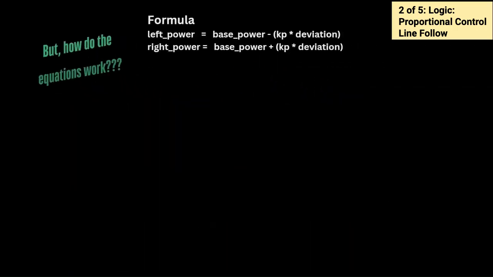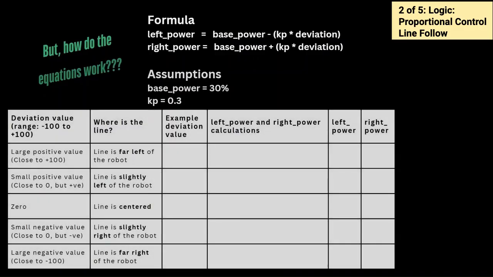Let's keep our formula on top for reference. We will then make a couple of assumptions. We will assume that the base power is at 30% and Kp, which is our proportional gain, is set to 0.3. You can play around with these numbers if you want. Increasing the base power will increase the overall speed of the robot. Increasing Kp will increase the strength of the corrections, so the robot will more aggressively correct for higher values of Kp. So let's look at the first example where the deviation value is +100.